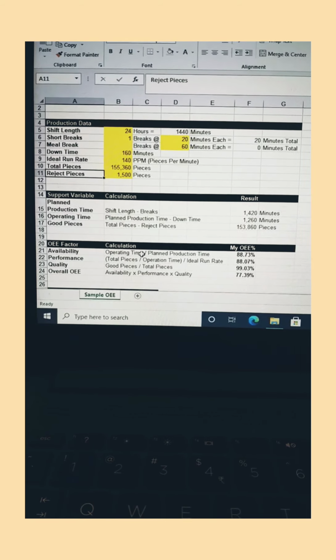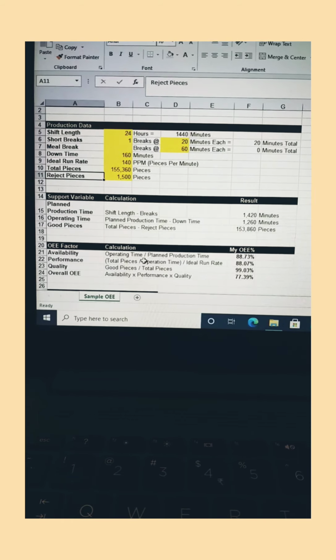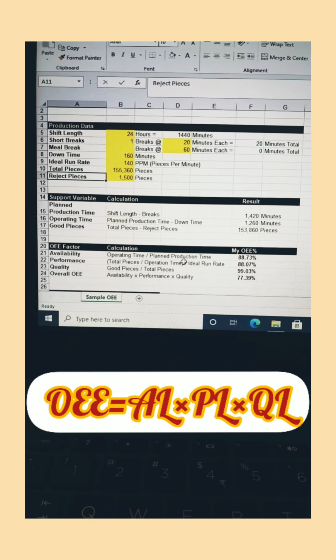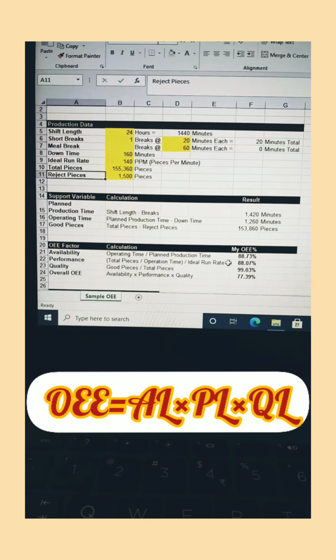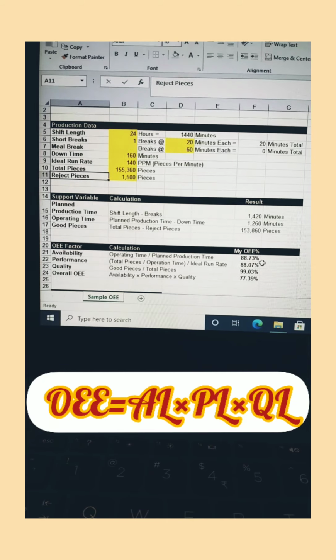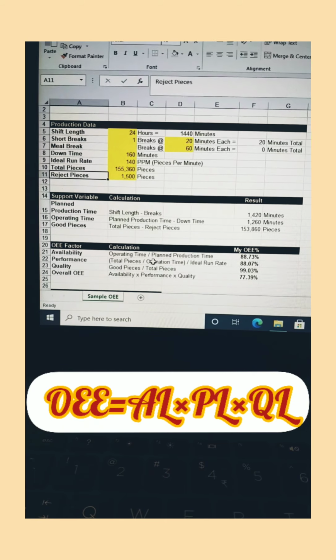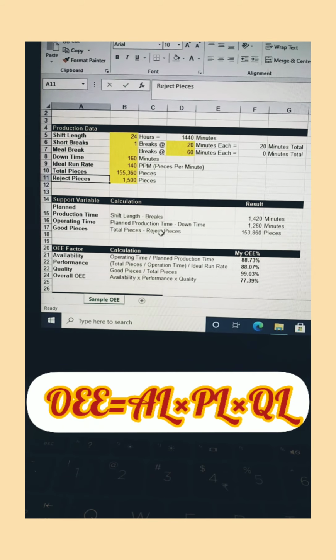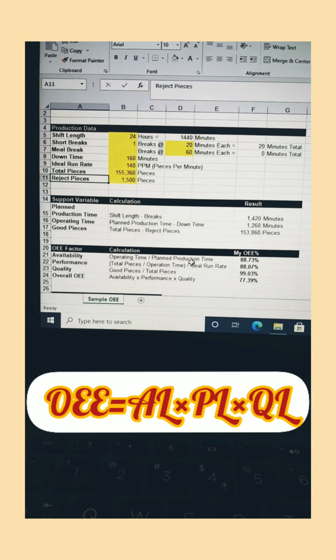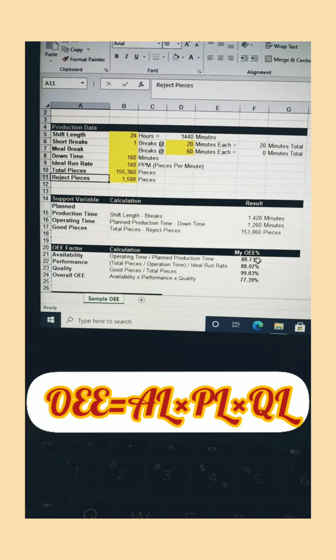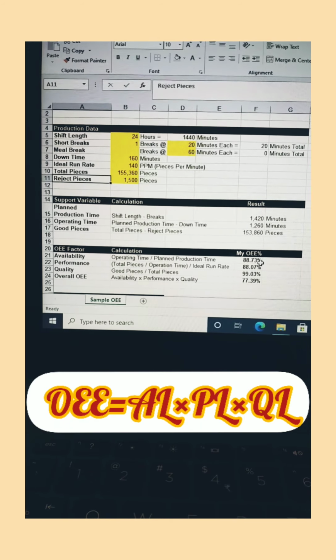First, the availability rate. Availability rate is calculated from operating time divided by planned production time, multiplied by 100 for percentage. So this is my availability. The formula: operating time, which I already calculated, divided by planned production time, multiplied by 100, and the availability rate will come.